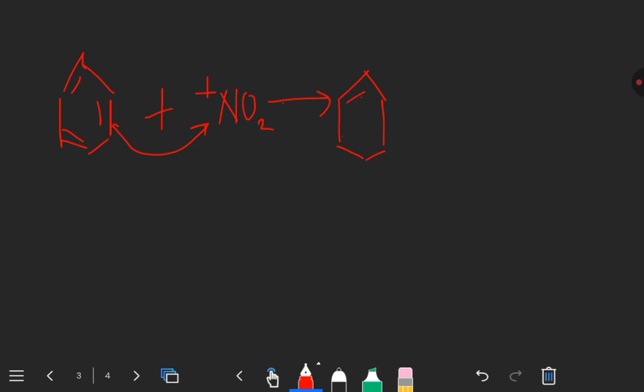So the electrophile is there. This double bond has been broken, so we should have a carbocation there, a charge. Okay, so we have a positive charge there, then the electrophile is attached at this point, the double bond is broken.